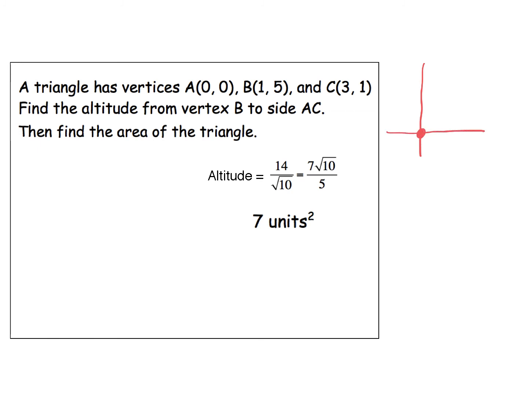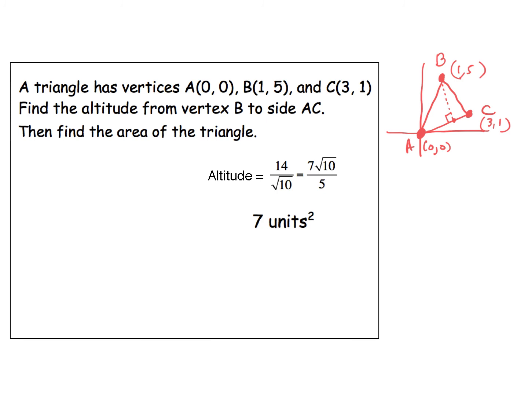So we have (0, 0) A. We have (1, 5), it doesn't need to be perfect, B. And we have (3, 1), C. And we want to drop an altitude here. It doesn't matter what that point is going to be. What matters is what that distance is.